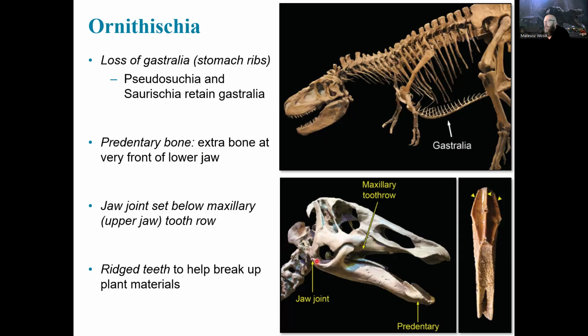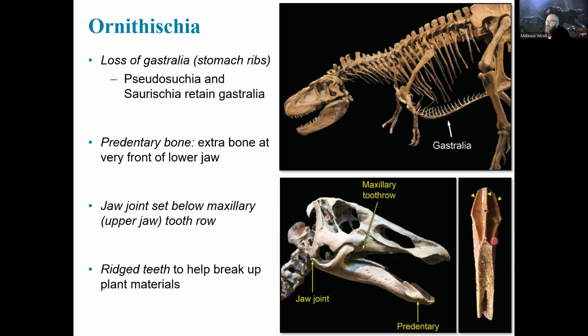The jaw joint is then set all the way in the very back, beyond the maxillary upper tooth row, which ends right about here. That's a bit different from what we see in other animals, so that's another characteristic. This is where the jaw joint is right here, where the animal would move their jaw to open and close it.